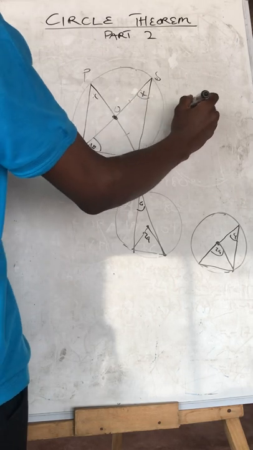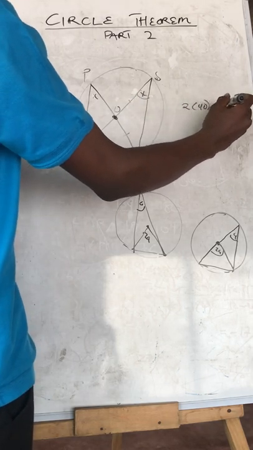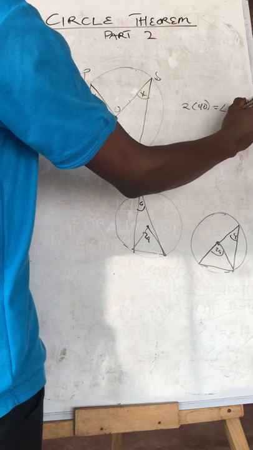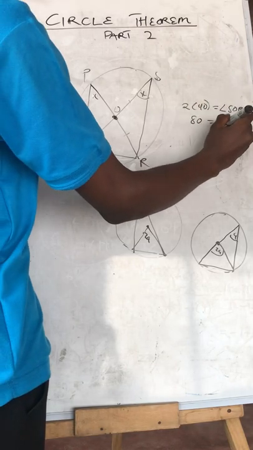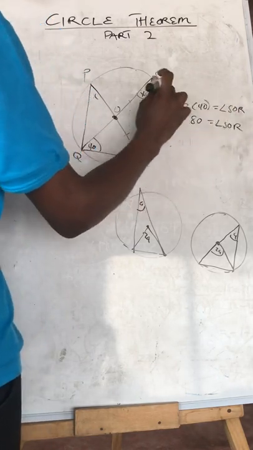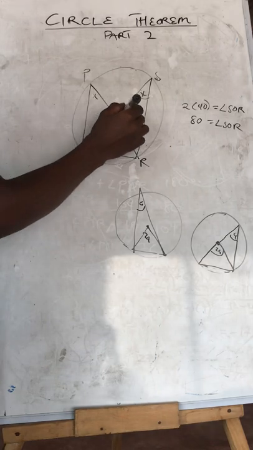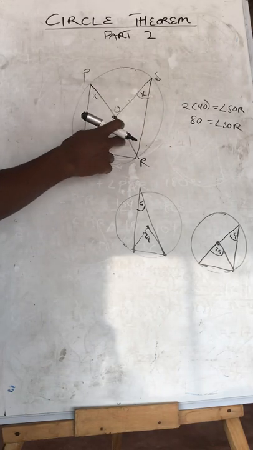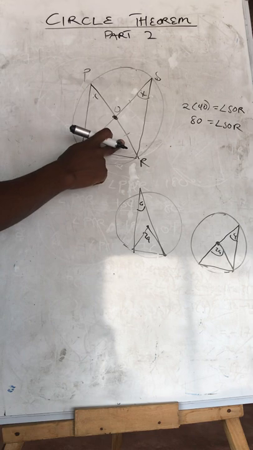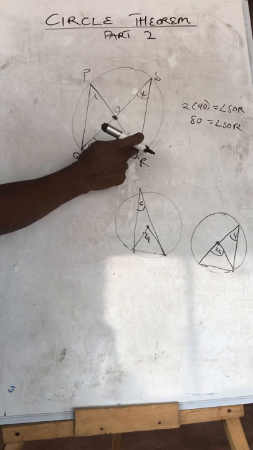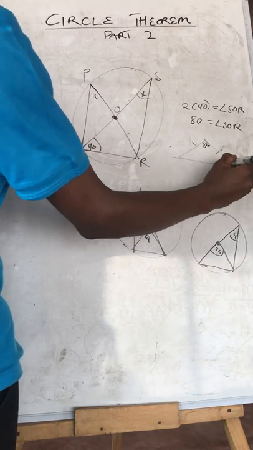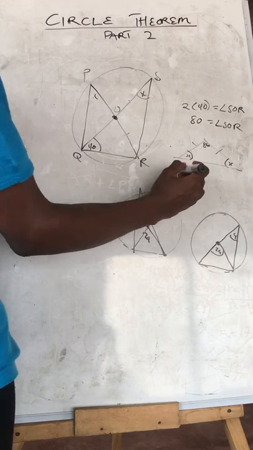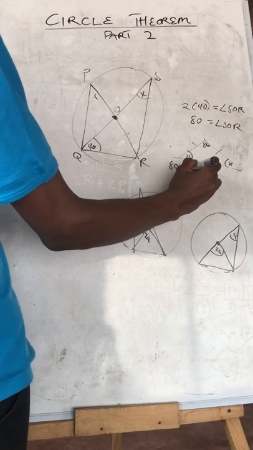So 2 times 40 will give me angle SOR. So 80 will be equal to angle SOR. Now I want to find X. If here is now 80 and these are the same, especially in this triangle, the base angles are the same. So it means that here will also be X. So I have 80, and here is X, and here will also be X. So I have 80 plus X plus X.